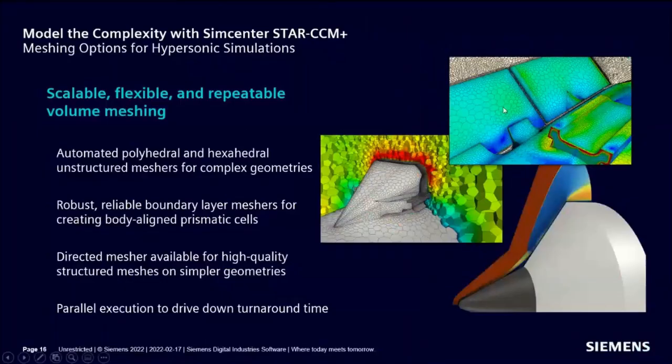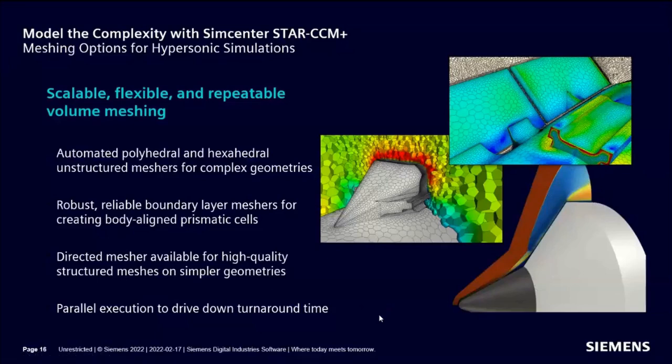Okay, so again, SimCenter StarCCM Plus excels at geometry modeling, and robust meshing is one of the strengths of the platform. You can see some examples of missile cases here, and some details on protuberances and various other complex geometries. StarCCM Plus's automated polyhedral and hexahedral unstructured meshers work really well for these cases. We have a lot of control over the boundary layer mesher options, in order to reliably mesh an unstructured mesh for these cases in a very short amount of time, and then repeat that as you make design changes. There's also the ability to make structured meshes using a directed mesher. That's what's used on this canonical biconic case, which will be shown a little later when we talk about the physics models.